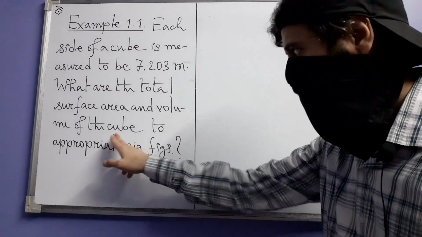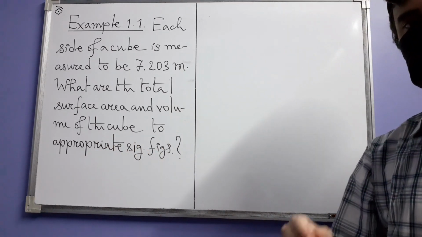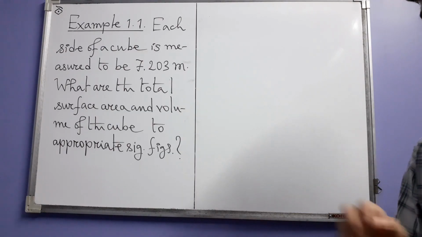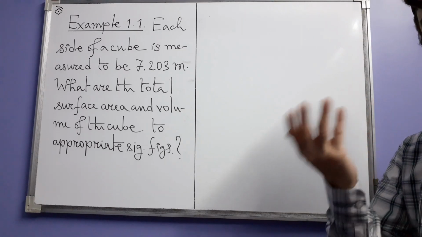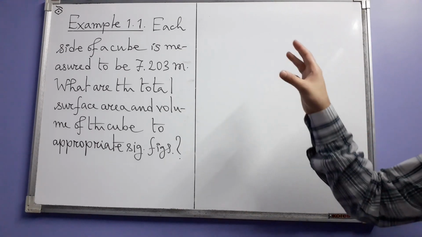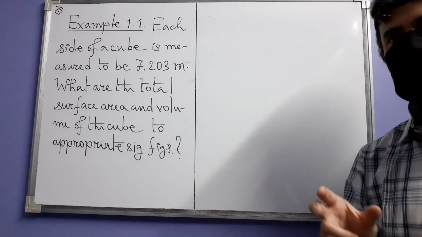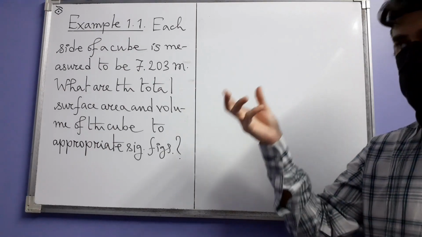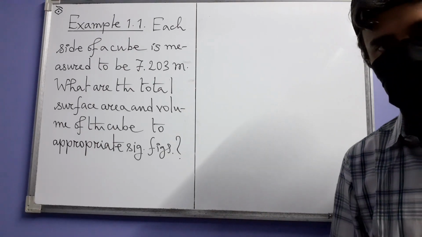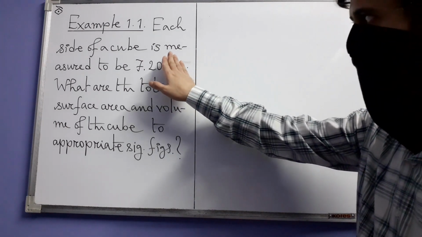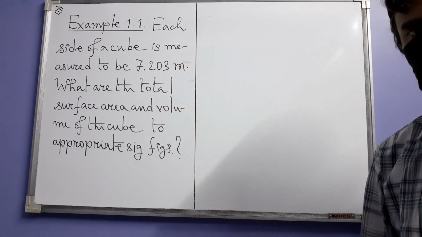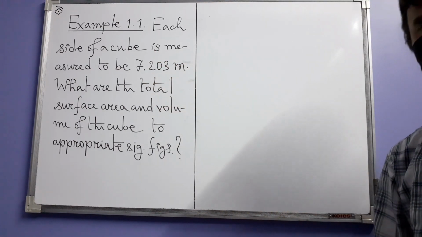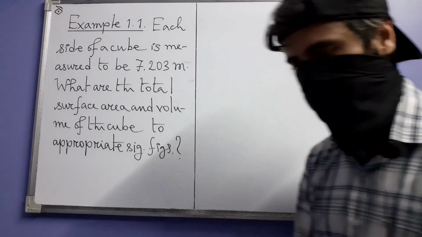But before that, to appropriate significant figures means what should the final answer be? I mean, how many significant figures should it have? For that, you go back to the rule for multiplication and division involving approximate quantities. There the final result should have as many significant figures as the quantity with the least number of significant figures. Because here only one such approximate quantity is involved and there are 4 significant figures, the final answer should also have 4 significant figures. So, let us see the solution.